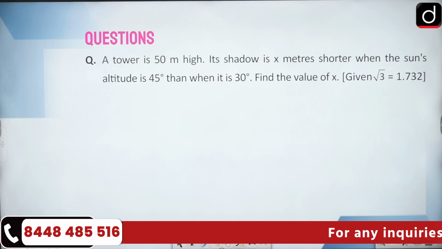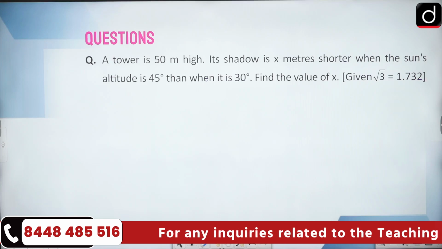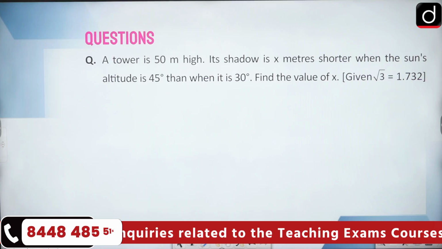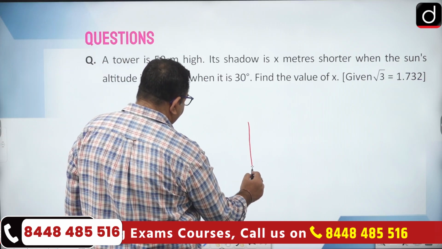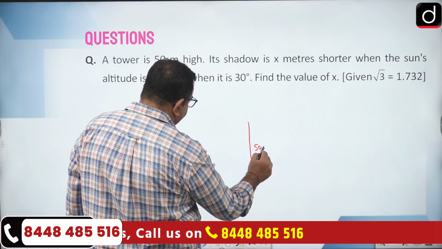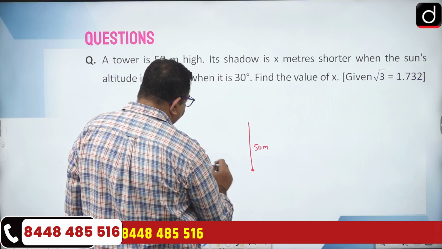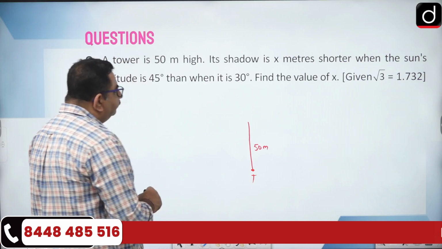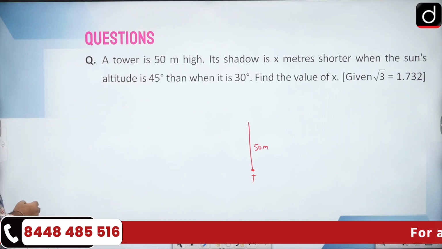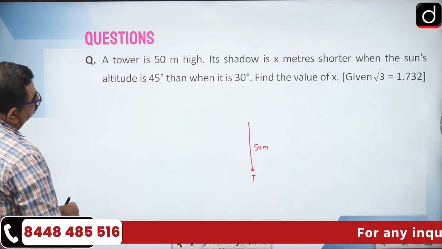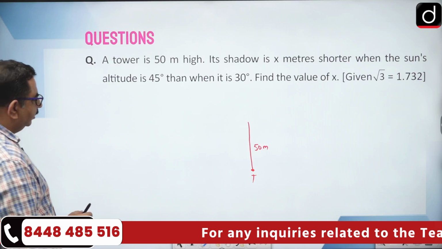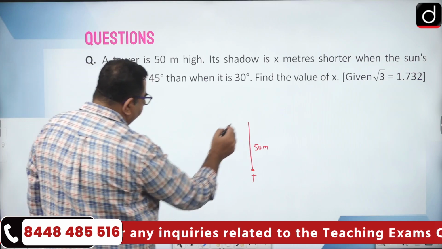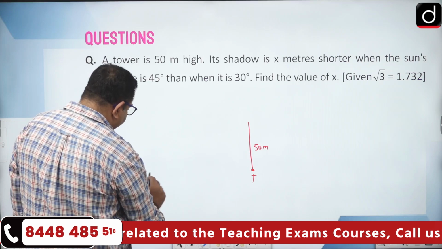So just draw the diagram correctly. Okay, so a tower is 50 meter high. This is a tower T. Its shadow is x meter shorter when the sun's altitude is 45 degrees than when it is 30 degrees.